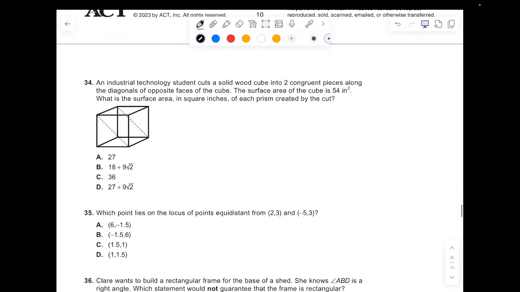An industrial technology student cuts a solid wood cube into 2 congruent pieces along the diagonals of opposite faces of the cube. The surface area of the cube is 54 inches squared. What is the surface area in square inches of each prism created by the cut? Surface area of each prism. Okay. Alright, let me just try to redraw that.